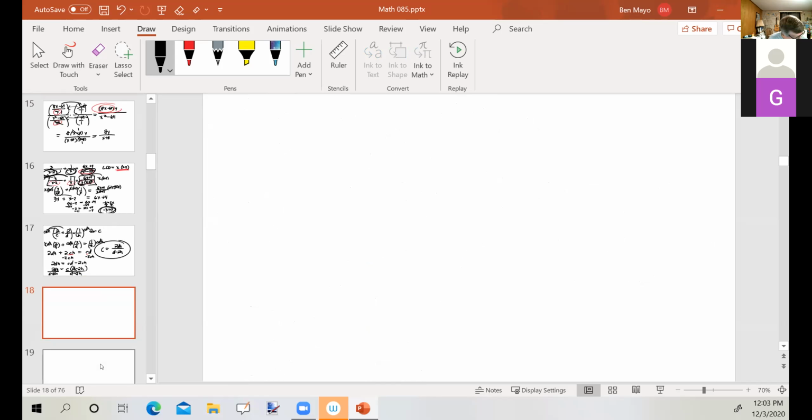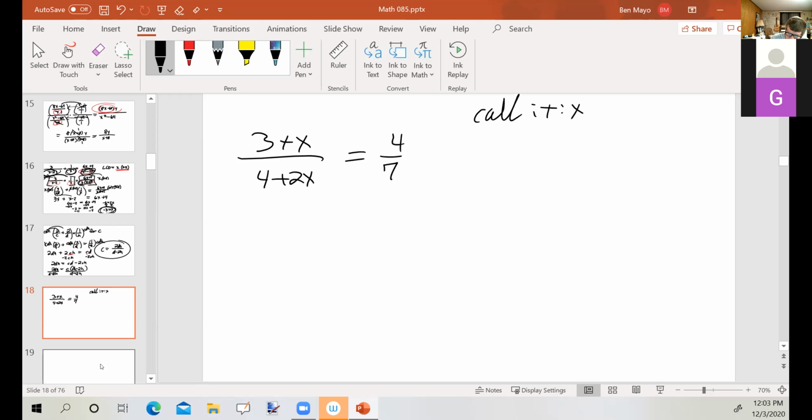If a number is added to the numerator of 3/4, we'll call the number x. So if a number is added to the numerator of 3/4 and twice as much is added to the denominator, the result is 4/7. So I'm calling the number x. I added x to the numerator, twice x to the denominator. All right. So call it x. Now, I need to solve for x.